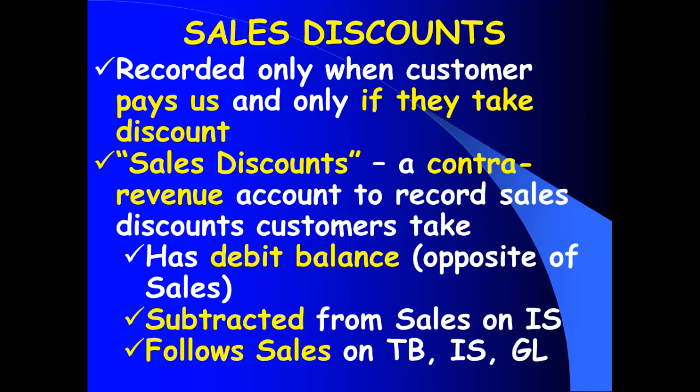The other key feature about a contra account is it always gets subtracted when we prepare the financial statement. So when we go to prepare the income statement, we are going to subtract sales discounts from our sales. Okay? So the opposite balance of sales, it'll be subtracted from sales. Wherever sales goes, sales discounts is right after it, and it's going to be subtracted.